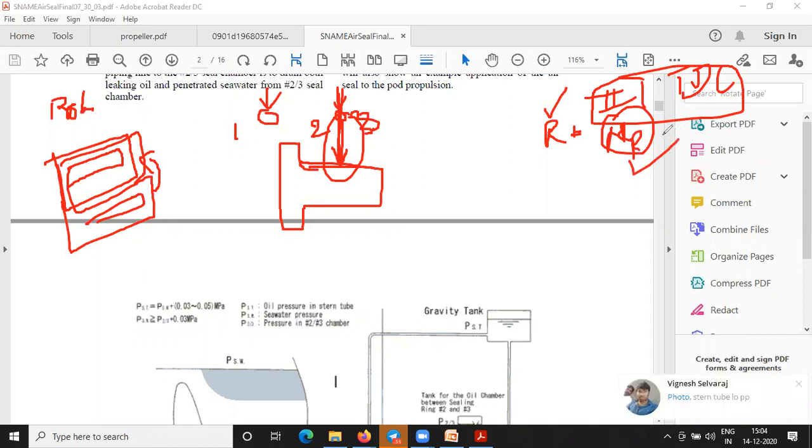Okay, sir. So that has nothing to do with the tail shaft. Nothing to do with the tail shaft, sir.